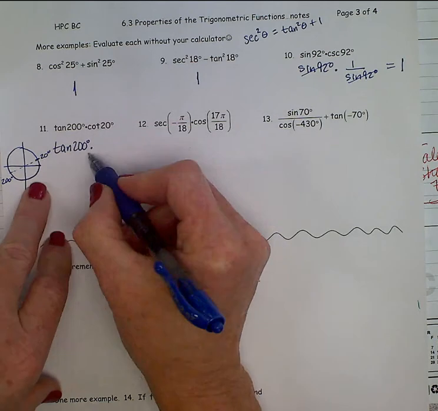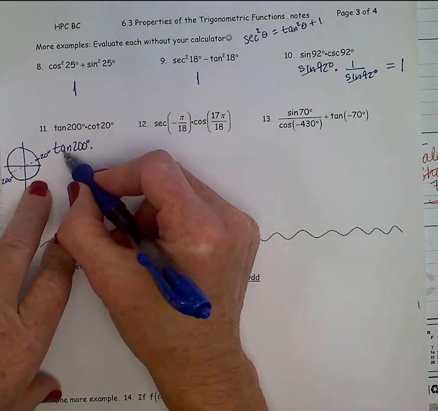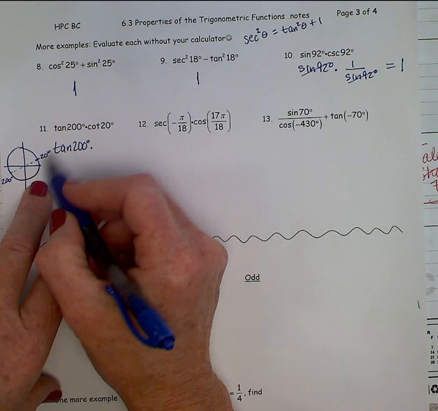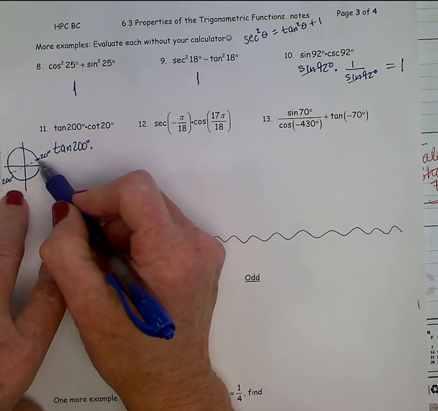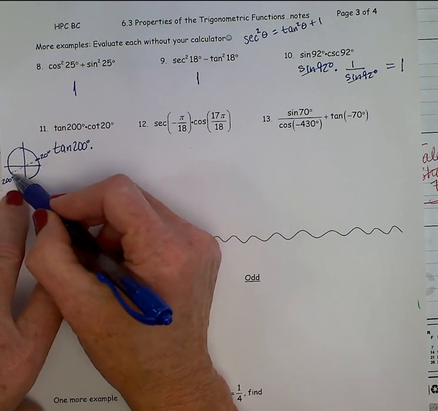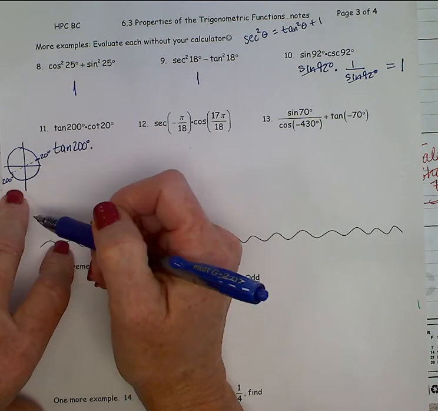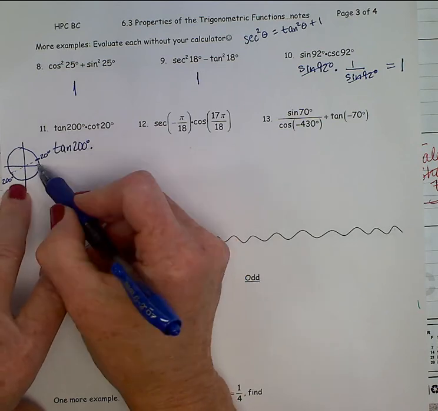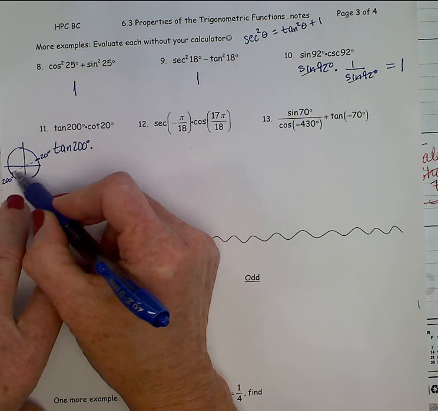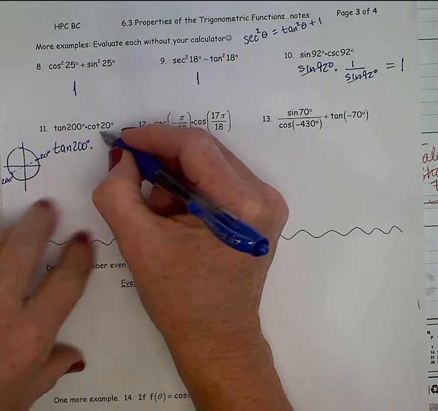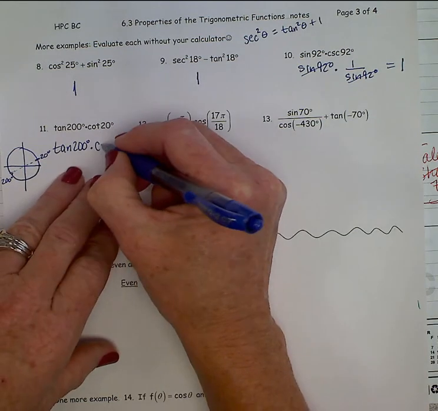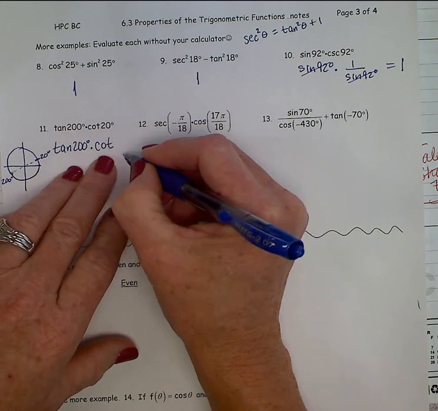Tangent of 20 times cotangent of 200. I want to look at this 20 degrees. Look at this 20 right here. We know cotangent repeats itself every pi radians, or every 180 degrees. So these two are exactly 180 degrees around from each other. So this 20 degrees has exactly the same cotangent value.